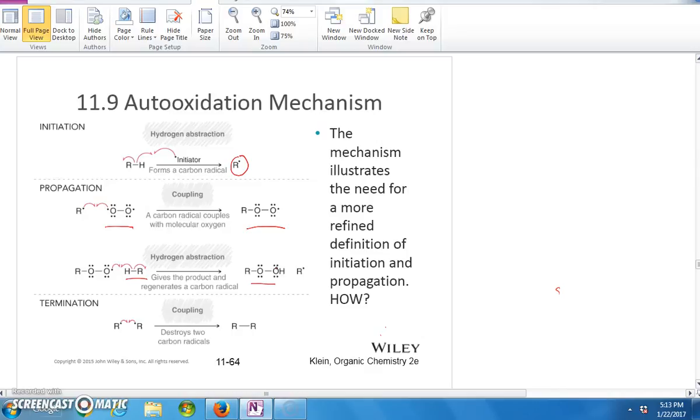So basically that's how it happens. And then you can have a termination step in which two alkyl radicals can find each other, and they are destroyed.